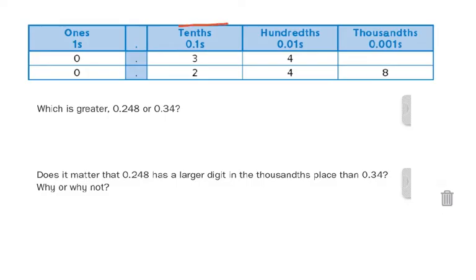So here's what I did: I compared. The ones were the same, so I moved to the next place value. The tenths, this one had a 3, this one had a 2. So even though this one has more numbers in the place value, I can put a 0 there. Does it matter that 248 thousandths has a larger digit in the thousandths place than 34? No, it doesn't, because the first place that they are different is the tenths.